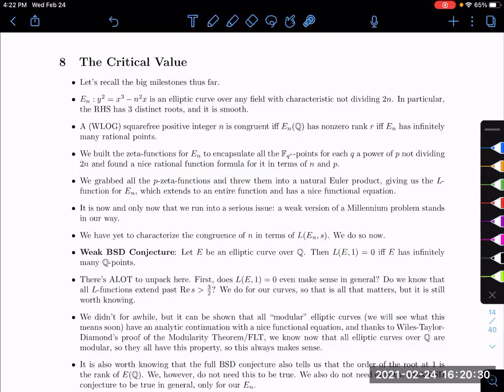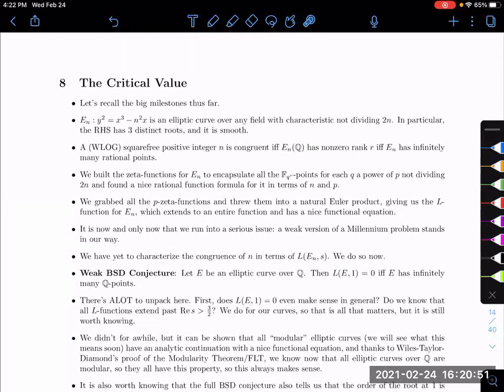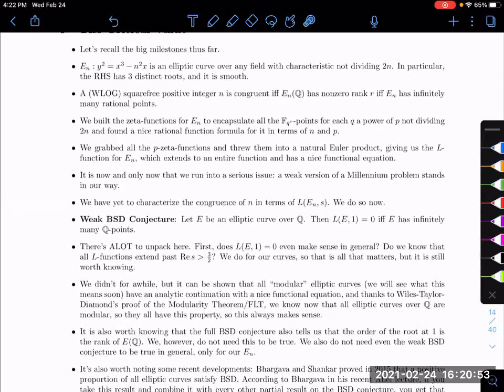But, you know, we've done quite a bit of work with these zeta functions and L functions. But if you look at our last characterization of congruence, where are the L functions and the zeta functions? They're nowhere to be found. We have yet to characterize the congruence of n in terms of the L function. And to do so requires the weak BSD conjecture. And here's what the conjecture says. Let E be any elliptic curve over Q. Then E has infinitely many Q points if and only if L of E, 1 is 0.